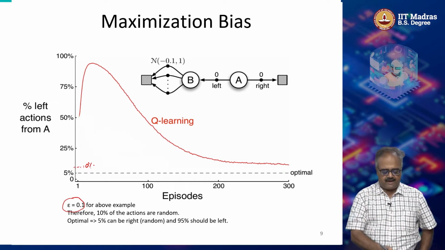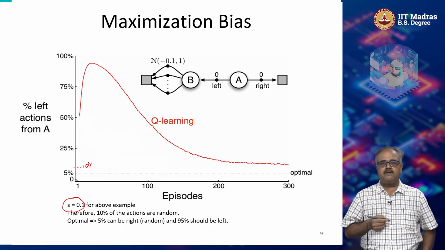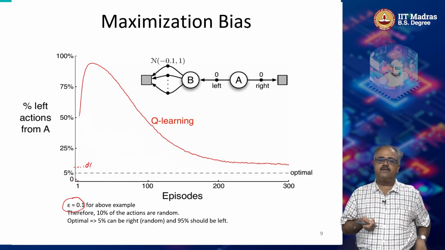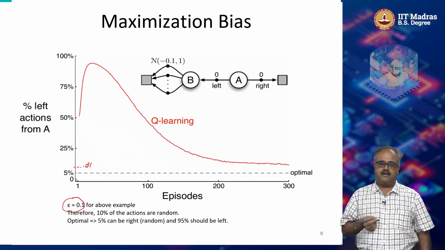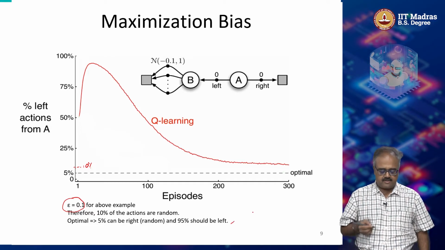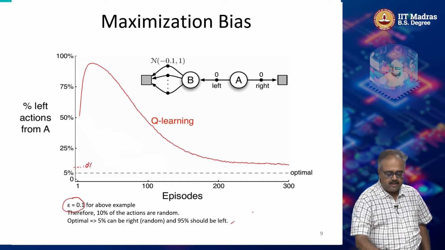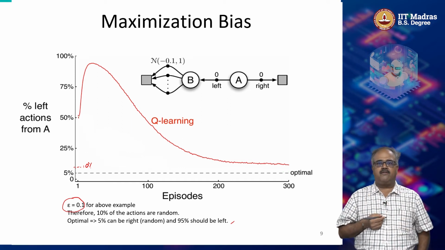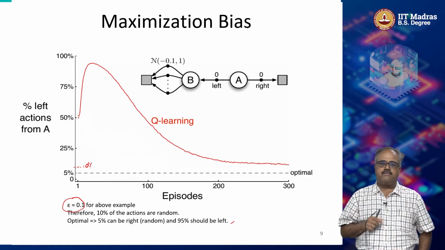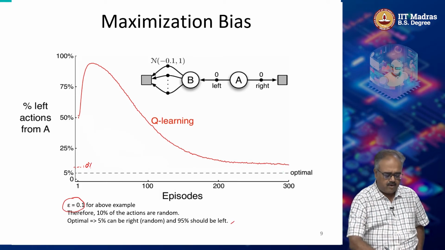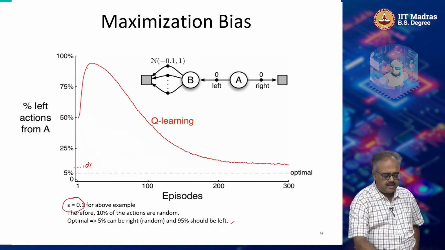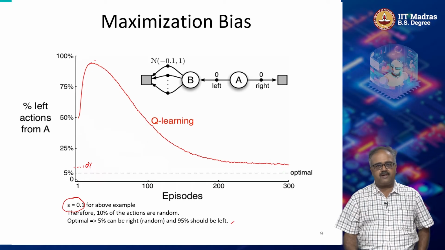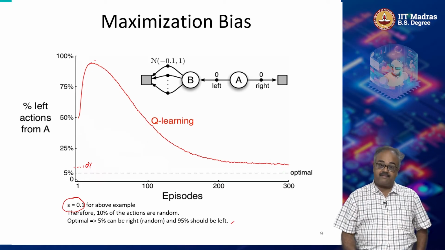Actually, it is slightly better. 5% should be the optimal, because your 10% is split evenly between left and right. So 5% is your optimal number. But if you use Q learning, you see that you start off with 50%, because at initialization your Q values will all be equal. So you will choose to go left or right with equal probability, but then what happens is that you almost reach 100% of going left. You do not quite reach 100%.